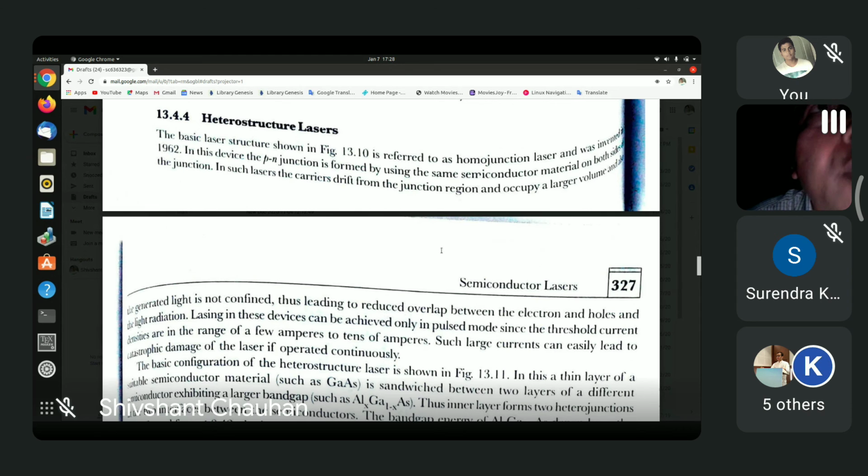Like in silicon diodes, germanium diodes. These are homostructure diodes because the basic material is the same. But in heterostructure diodes or lasers, you have two different materials like aluminium gallium arsenide and gallium arsenide. These are basically different materials. Aluminium gallium arsenide is different from gallium arsenide. So in heterostructure lasers, you have at least two different types of materials.